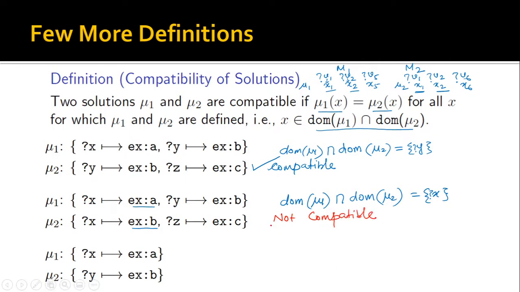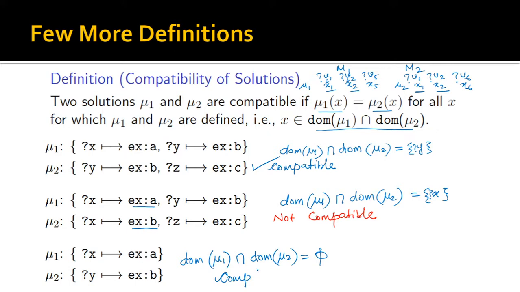Right? Now coming to the third one. So this is another different case, right? Here you can see let us compute the domain of mu1 intersection domain of mu2, right? And of course needless to say it will be a null set. Now if you do not have anything in common, you don't need to care about whether they are having the same values or not. So by that logic it will be compatible.